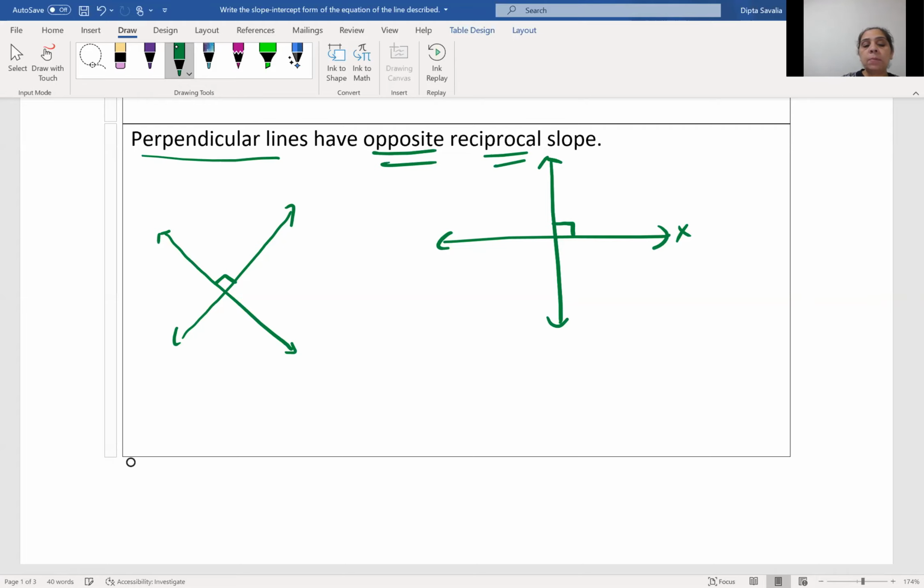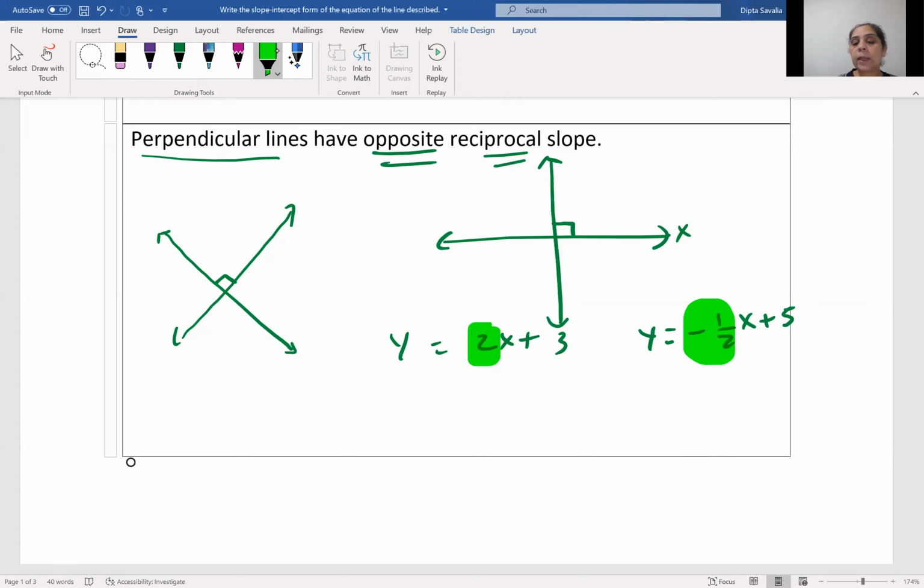All right, so what does that mean? Let's say we have y equals 2x plus 3 and y equals negative 1/2 x plus 5. So what is the slope of the first line? We have 2. And what is the slope of the second line? Negative 1/2. So they are opposite. They must have opposite signs and they must be reciprocals of each other. So that means they are opposite reciprocals. Here the slope is 2 and here the slope is negative 1/2.